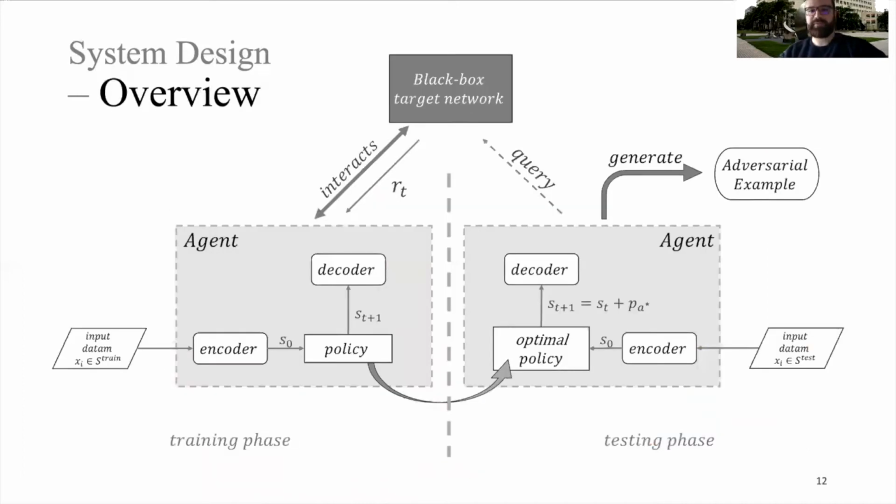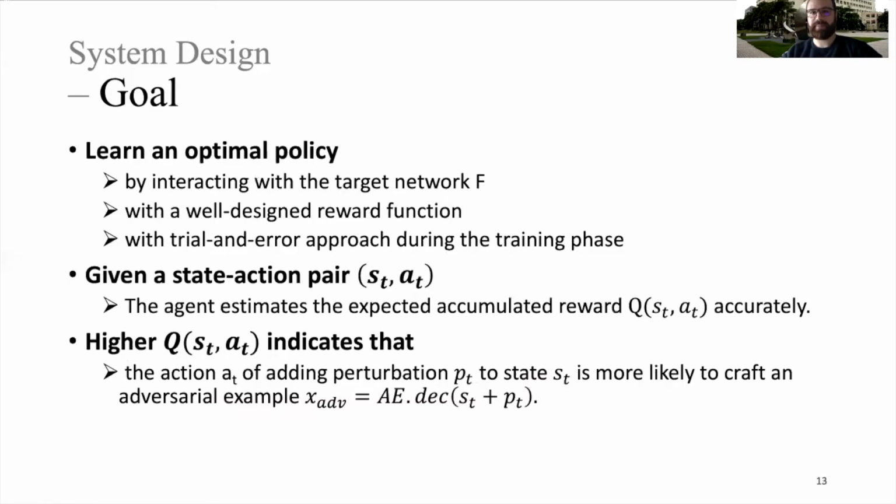So overall, we have two phases: a training phase and a testing phase. In the training phase, we start with a random policy, and the agent would interact with the classifier so that he can refine his policy. In the testing phase, we obtain our optimal policy. So the agent would make much fewer queries to the classifier, and for every state, he would follow the trajectory that is suggested by the optimal policy.